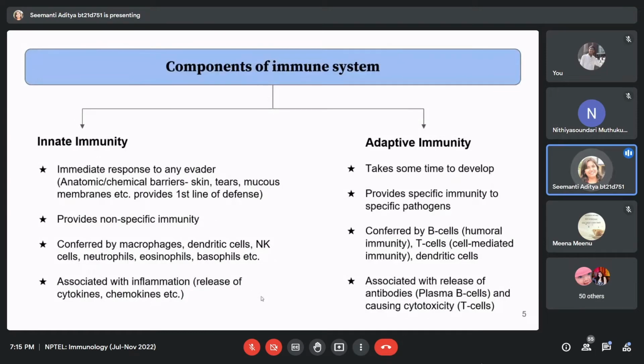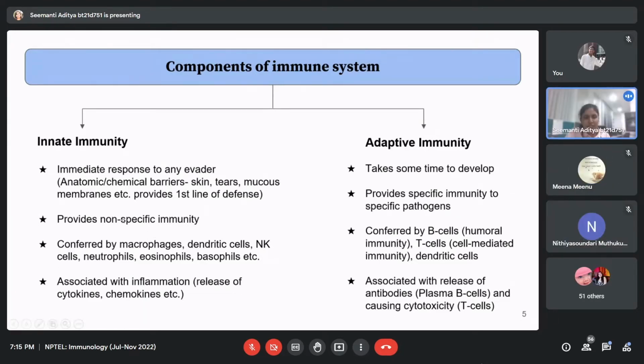So the components of the immune system include innate immunity and adaptive immunity. We have all studied this; it is the very basics of immunology that I am dealing with. Innate immunity is any immunity that is non-specific and shows an immediate response to any kind of evader.